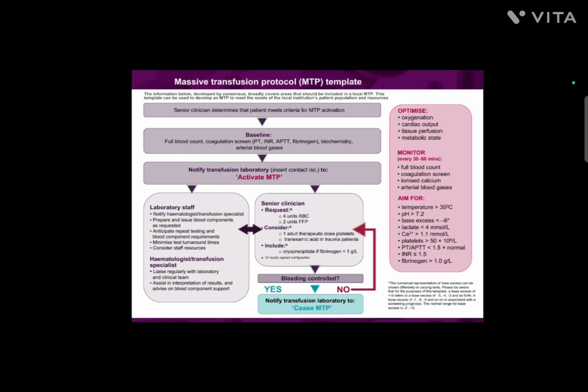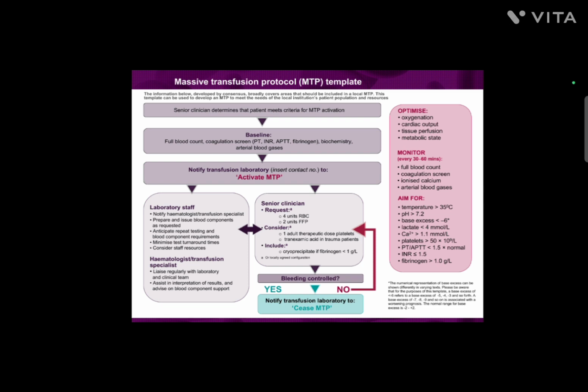In such cases, if it is a massive transfusion protocol, previously we used to use the 1:1:1 protocol. Now they are using 4:2:2. So if you are transfusing 4 pints of RBC, 2 pints of FFPs are required.